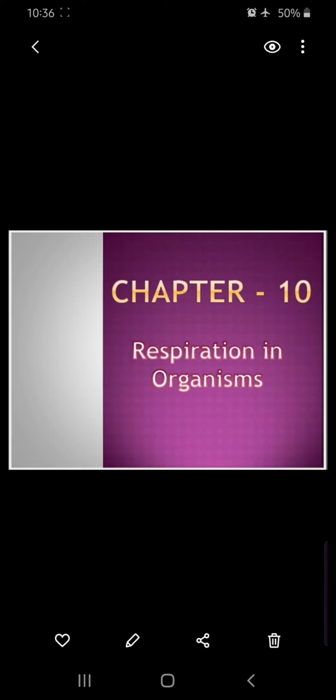Hello everyone. We have discussed nutrition in organisms in the last sections. The food material taken in during the process of nutrition is used in the cells to provide energy for various life processes. In this session, we'll be seeing how the energy is released from the food which is absorbed during nutrition.